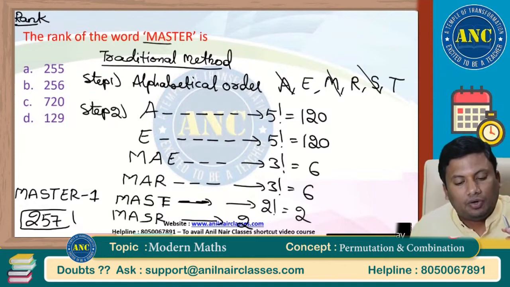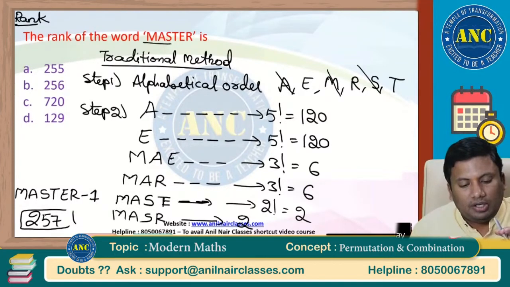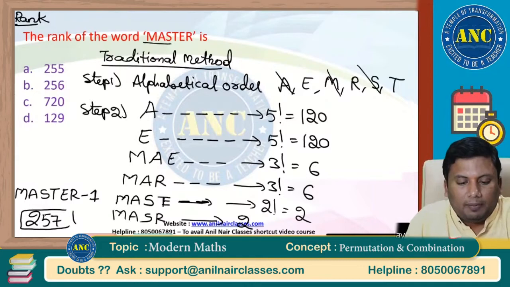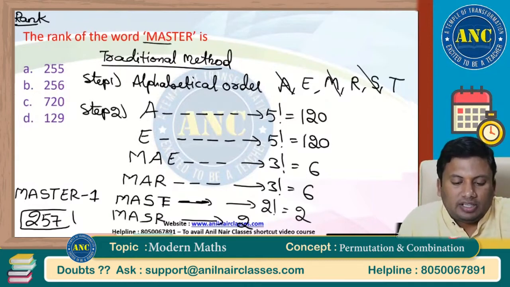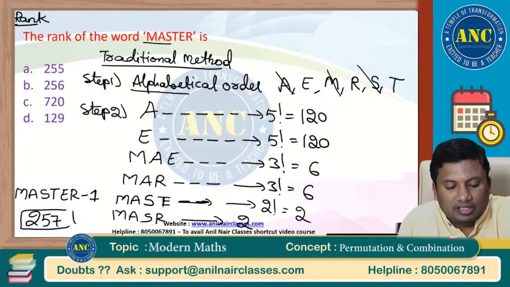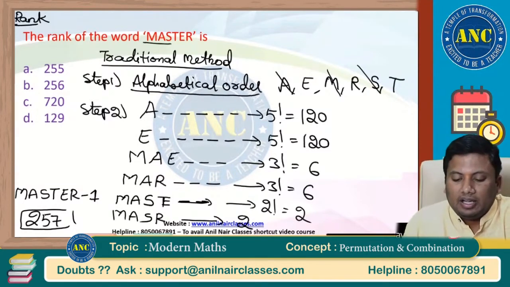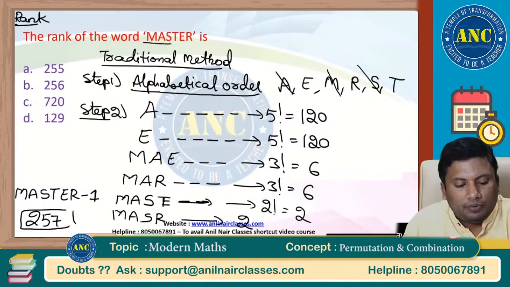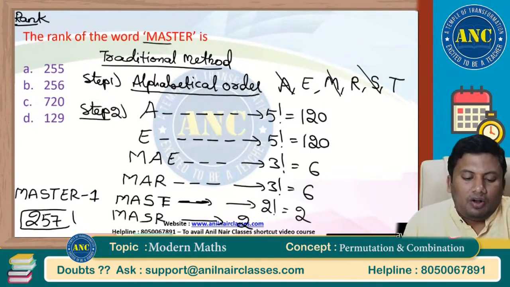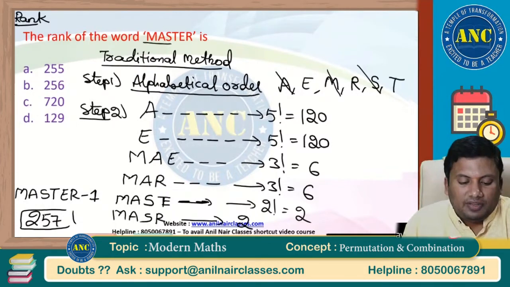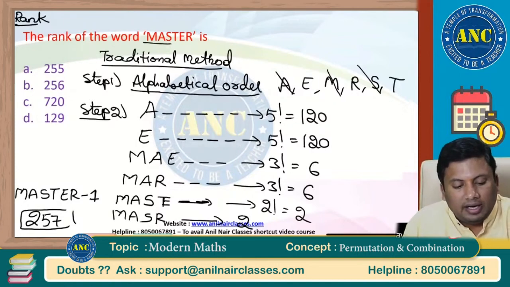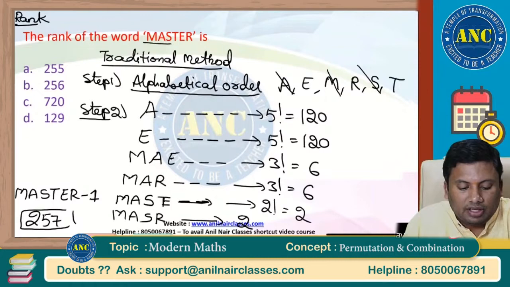Again, I am telling you, traditional method, anyway, we are not using this method. First, I will tell the approach. M-A-S-T-E-R. These are the total 6 letters. Arrange these letters in the alphabetical order: A-E-M-R-S-T. Step number 2. First, all the words that will start with A, remaining 5 letters, 5 factorial. A over. Next it is E. Always come in the alphabetical order.